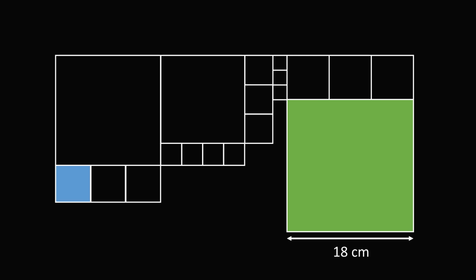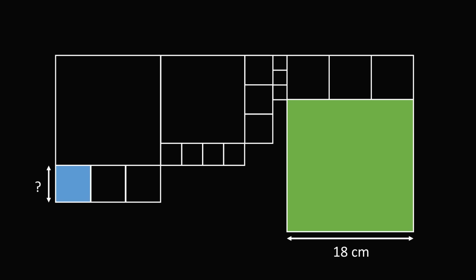Puzzle 4. We have a geometry problem. We have a shape that is made up of many squares. On the right side of the figure, we have a square that measures 18 centimeters, and we need to figure out the length of the square that's shaded in blue on the left. So this is just a straight up geometry problem. Let's work through it step by step.